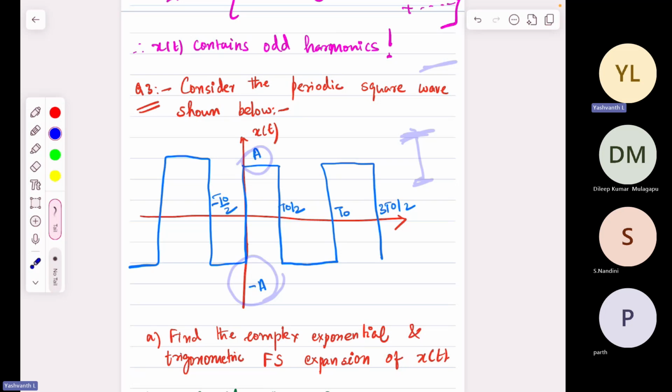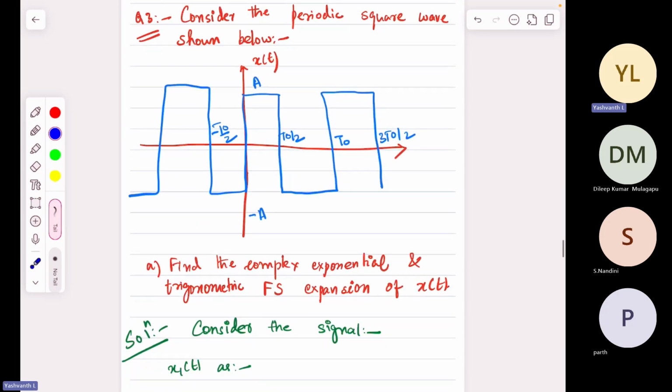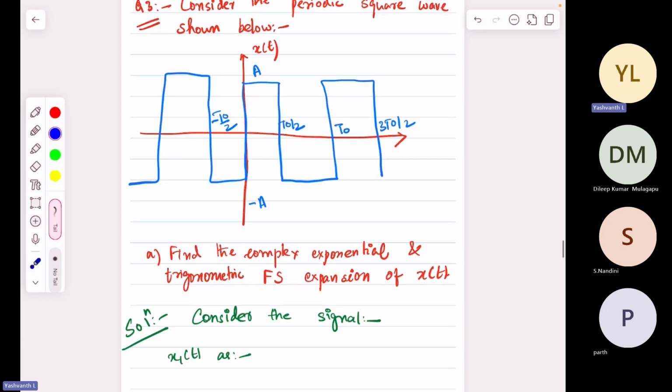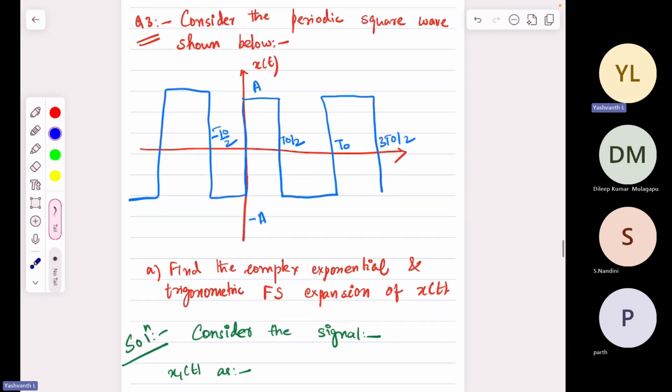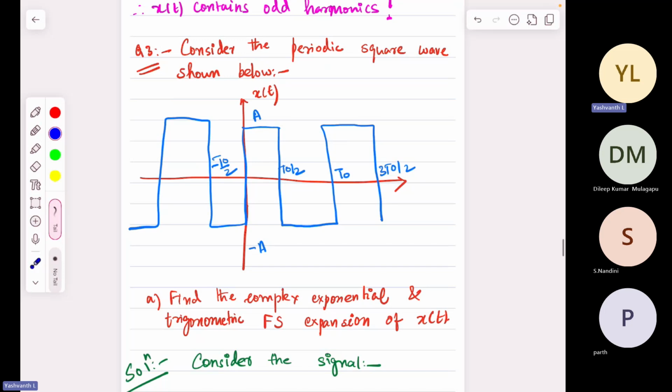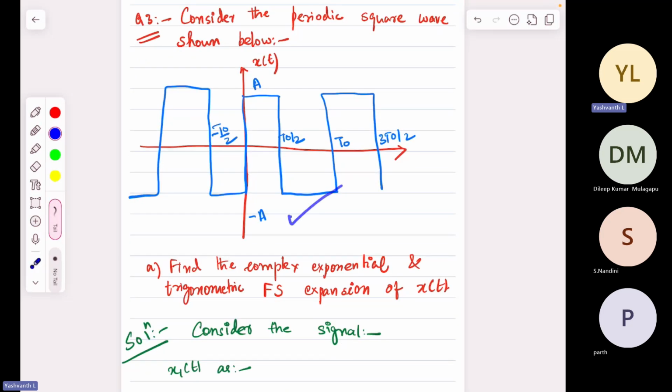That's the main difference. What I will now do is illustrate how to find the answer to this question without really computing the integral for the Fourier series coefficients, just by using the properties of Fourier series. We'll do a good number of problems on transforms subsequently. So this is the periodic square wave. The question is, find the complex exponential and trigonometric Fourier series of x of t.